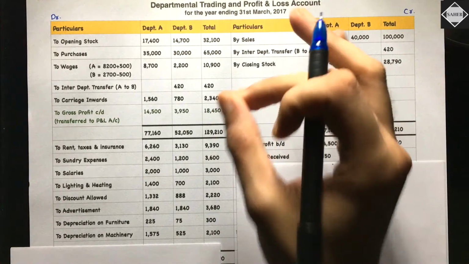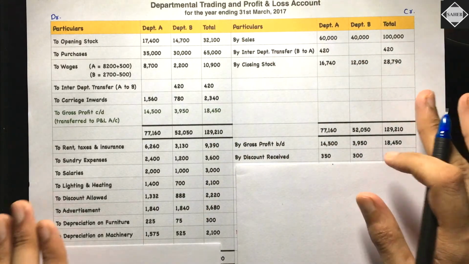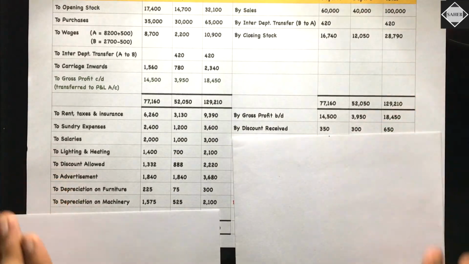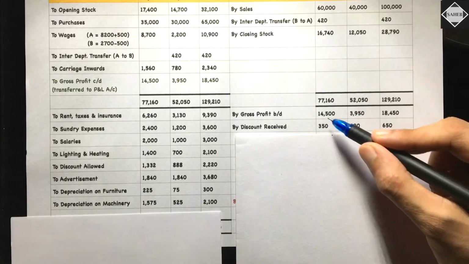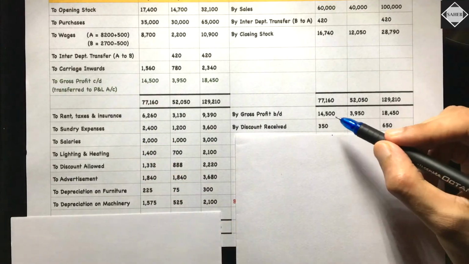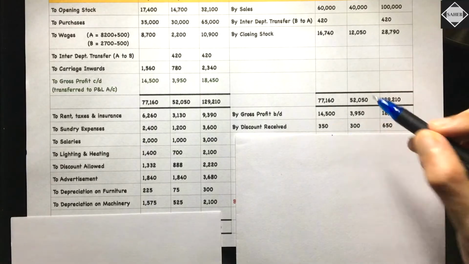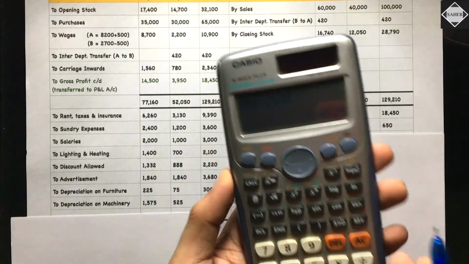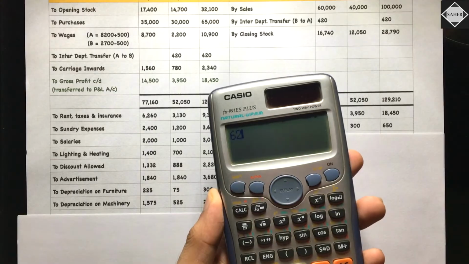No, always individual department wise we have to do. Okay, always department wise. So see here, in credit we have only 14,500 and 350. If we just add that, then that will be equal to 14,850. But if you see here, we have lots of numbers. Let's just start from the debit.